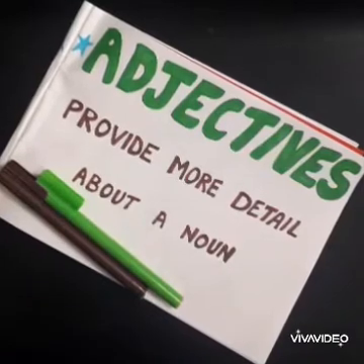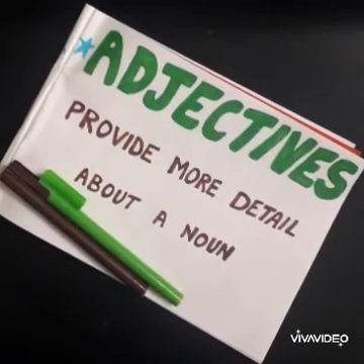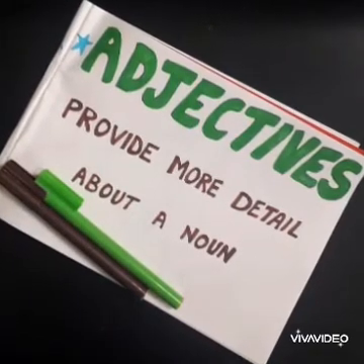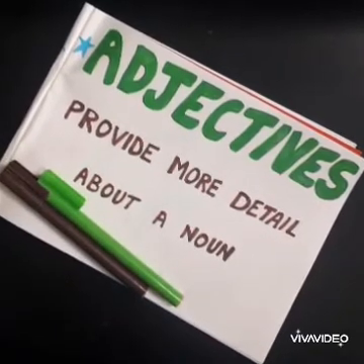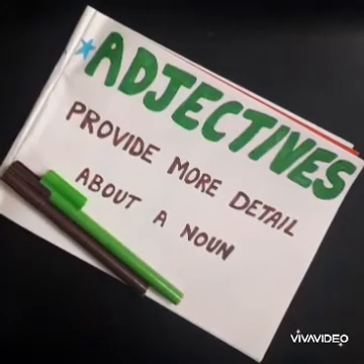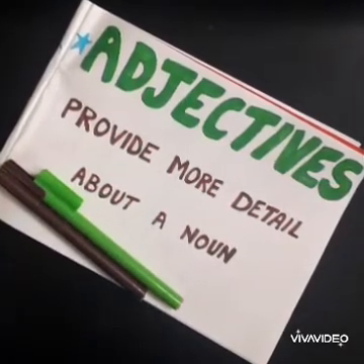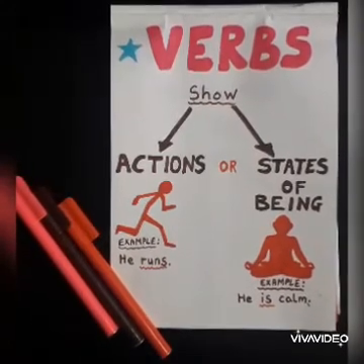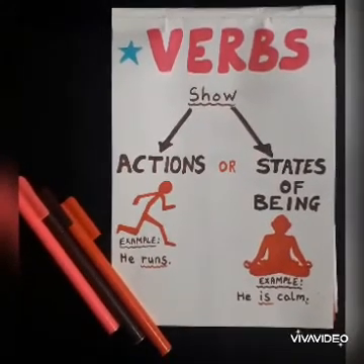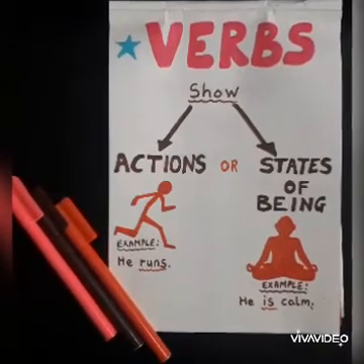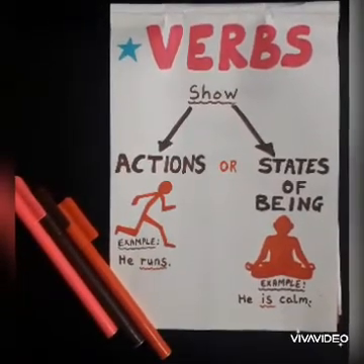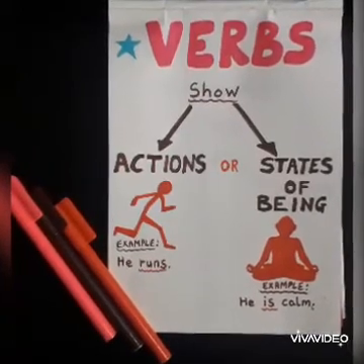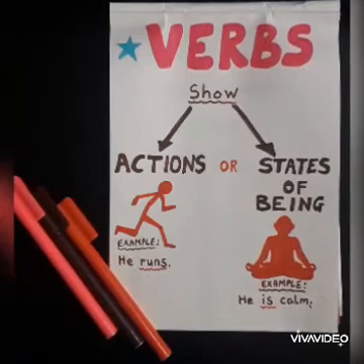Adjectives provide more details about a noun, like they can be describing the color, how it looks, the size, or even how many there are, telling us about the number. Verbs show actions like running or runs, dance, sing, walking, etc. Or even states of being. Words like am, is, are, were are some of the words that show states of being.